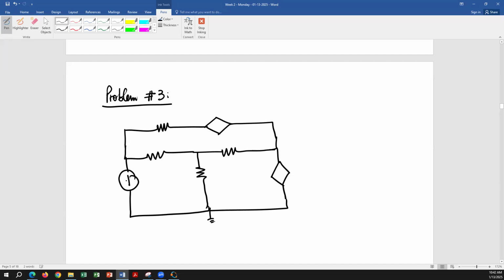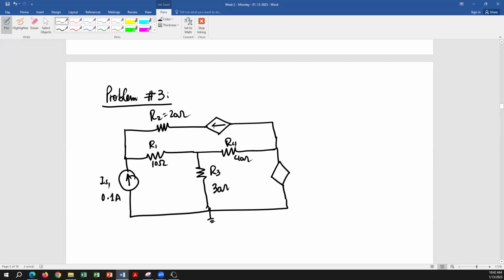So we have two dependent sources and one independent source. The independent source is the current source, 0.1 ampere. R1 is 10 ohm. R3 is 30 ohm. R2 is 20 ohm. And R4 is 40 ohms.